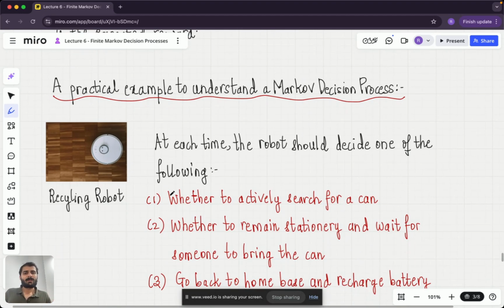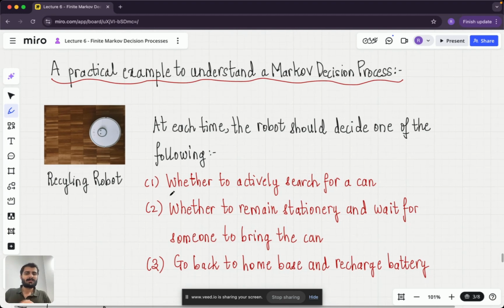Now, as the last part of this lecture, we are going to understand a very practical example to illustrate Markov decision process in detail. Similar to the Roomba robot, which people use in their homes these days to clean the dust, this is an example of a recycling robot where at every time step the robot has to make a decision whether to actively go and search for a can, whether to stay stationary and wait for someone to bring the can, or whether to go back to the home base and recharge the battery of the robot.